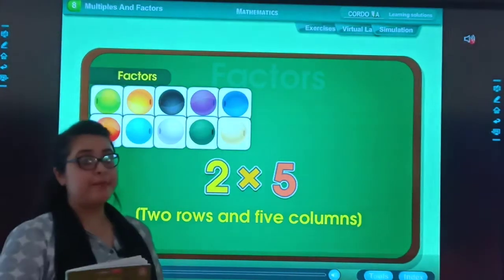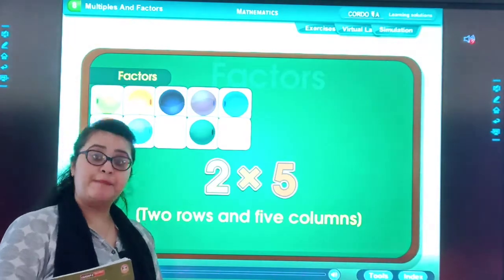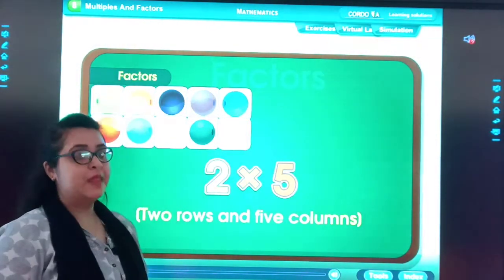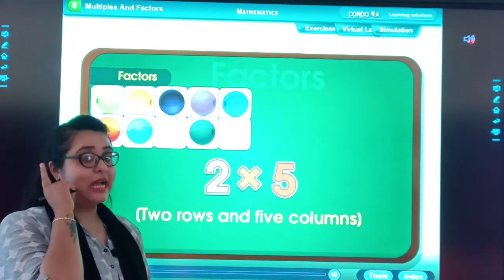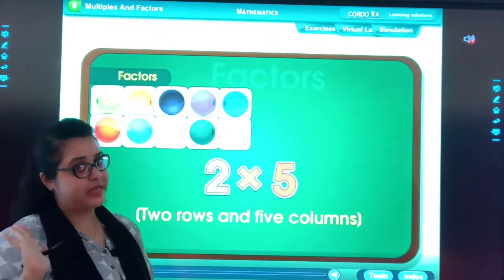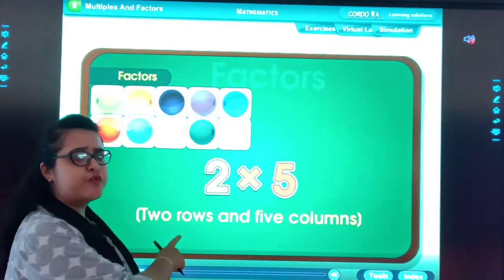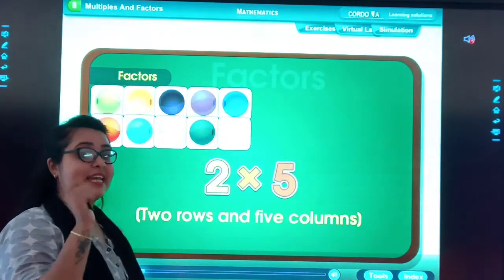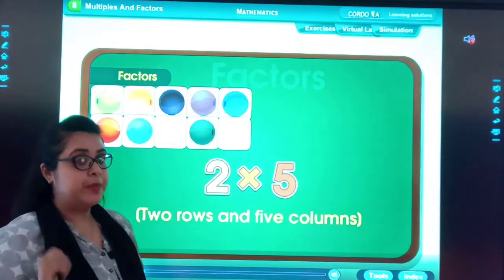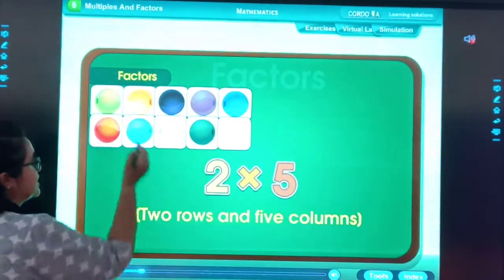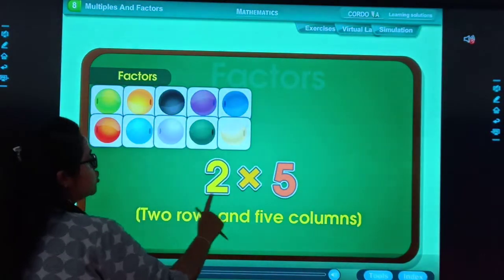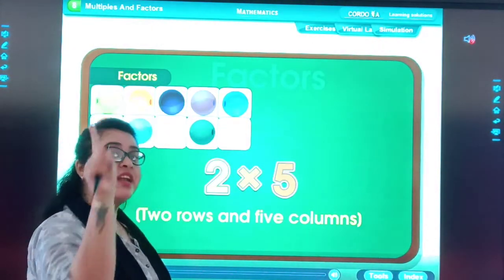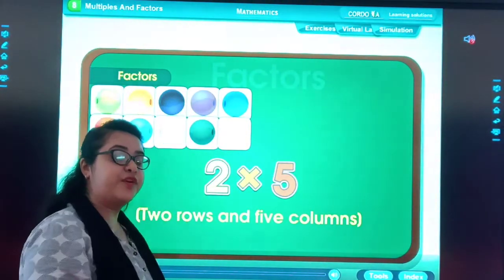What is the example used here? Example says that the boy has 10 beads. Now he is thinking that how he will arrange the beads. Just right now you saw 1 row, 10 column. That means 1, 10, 1 into 10. Now he says that I can make it 2 rows. 2 into 5 equals to 10. Now he is arranging that 10 beads in different ways.